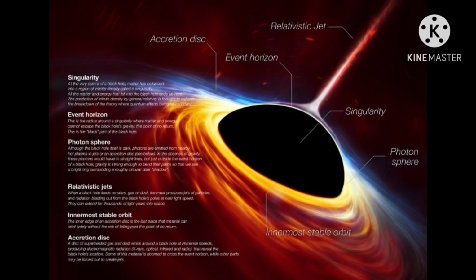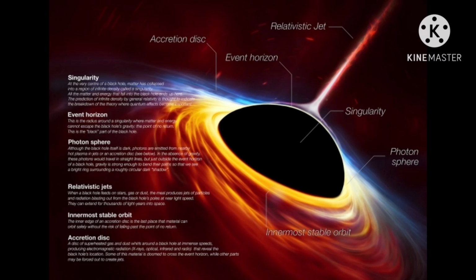Photon sphere. Although the black hole itself is dark, photons are emitted from nearby hot plasma in jets or an accretion disk. In the absence of gravity, these photons would travel in straight lines, but just outside the event horizon of a black hole, gravity is strong enough to bend their paths so that we see a bright ring surrounding a roughly circular dark shadow.